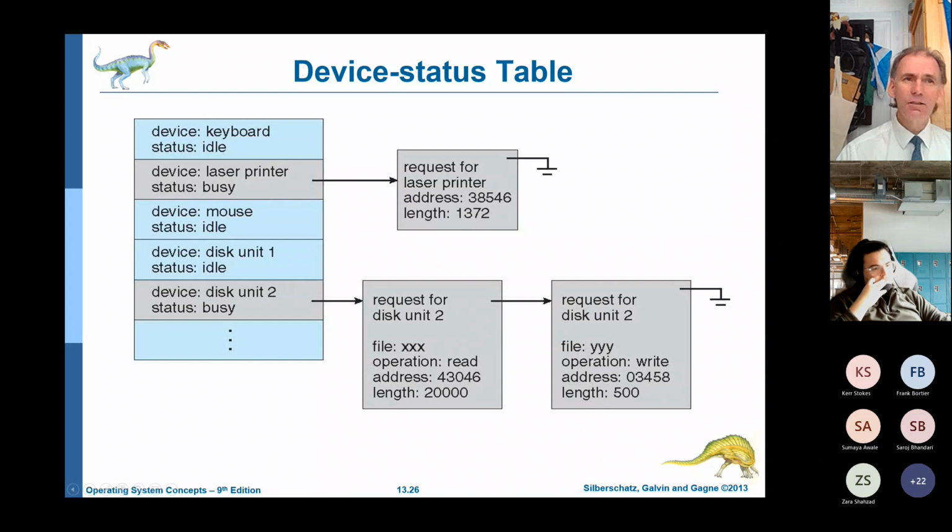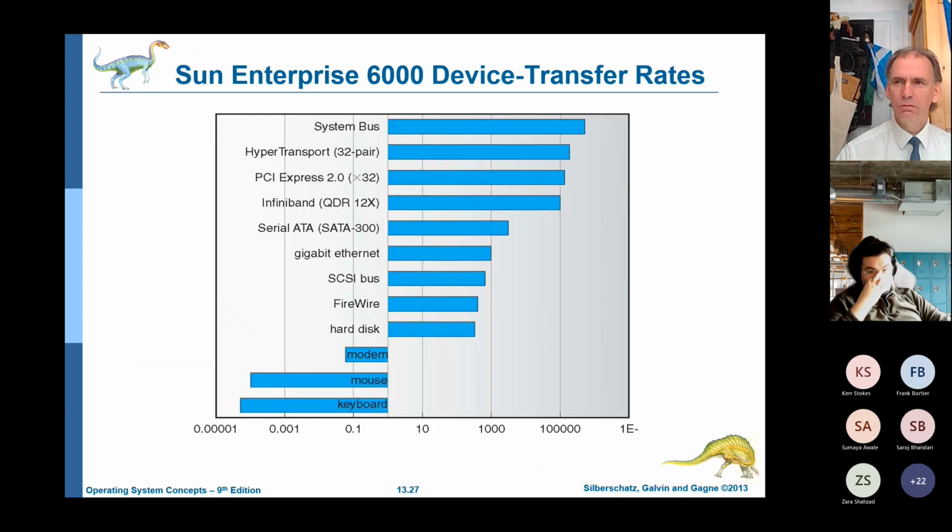And of course, it also has to understand that in terms of the speed of devices. And again, this is 10 years out of date, but the relative speeds are roughly the same. So a keyboard is slower than a mouse, which is slower than a modem that nobody uses anymore. This is a PCI hard disk, which is faster than FireWire. And if you don't know what FireWire is, it's now called Thunderbolt.